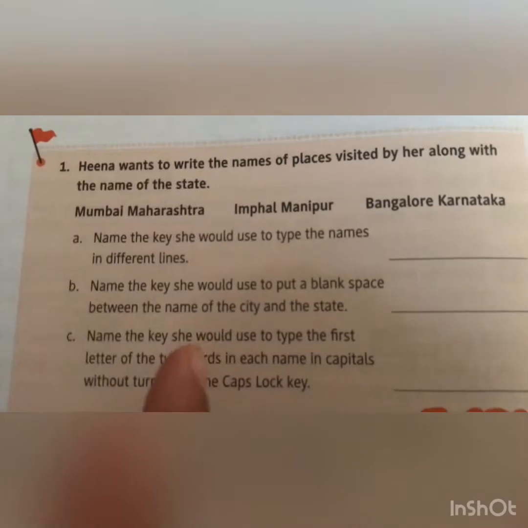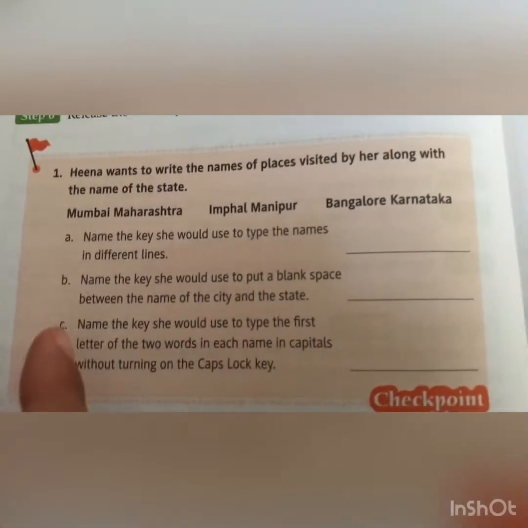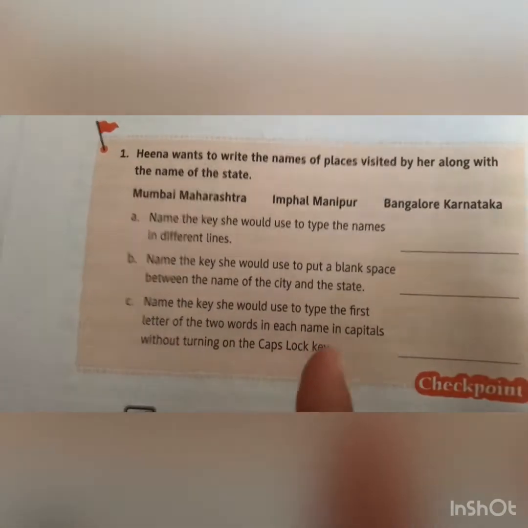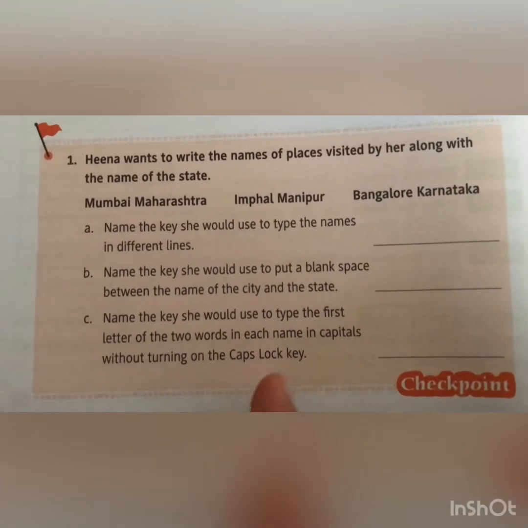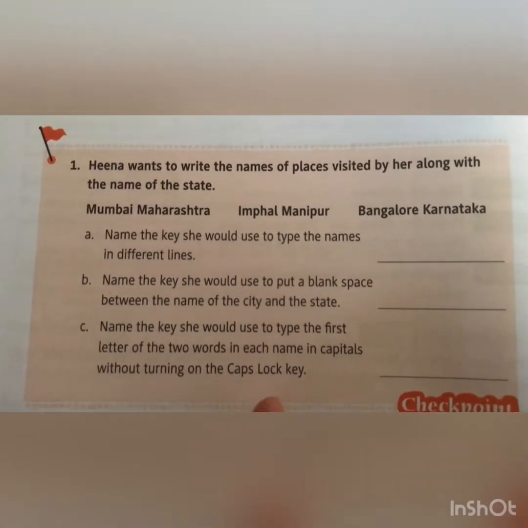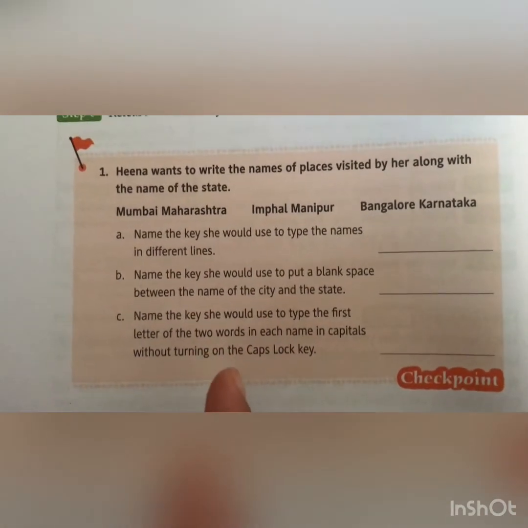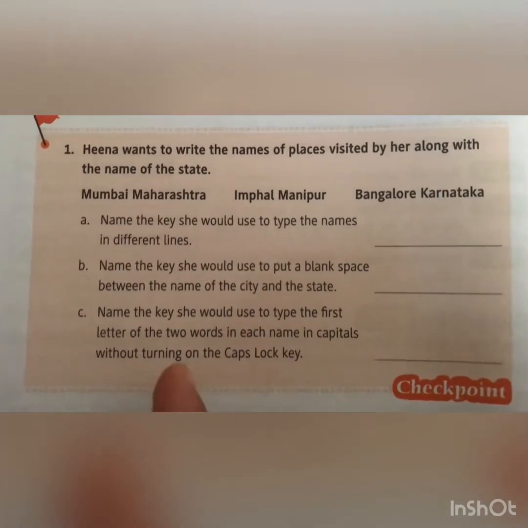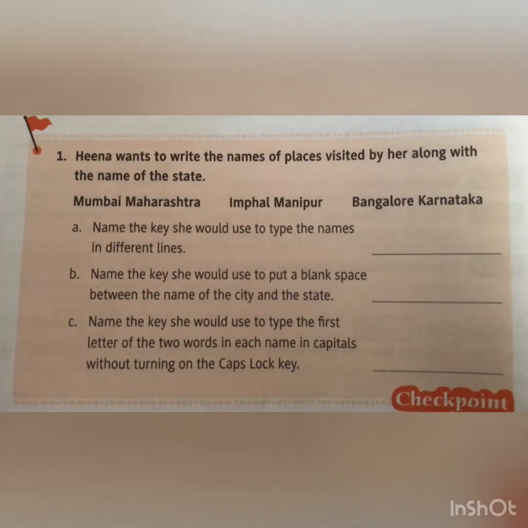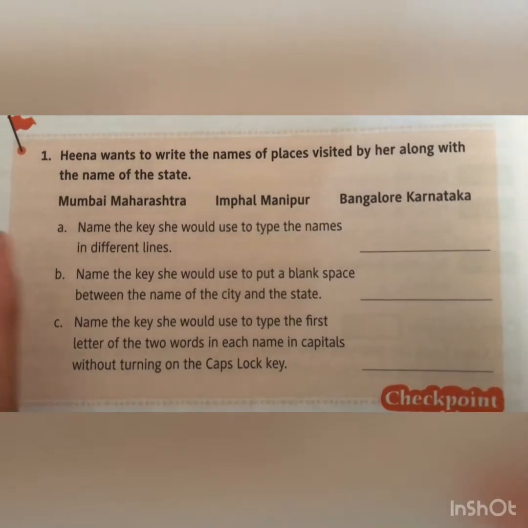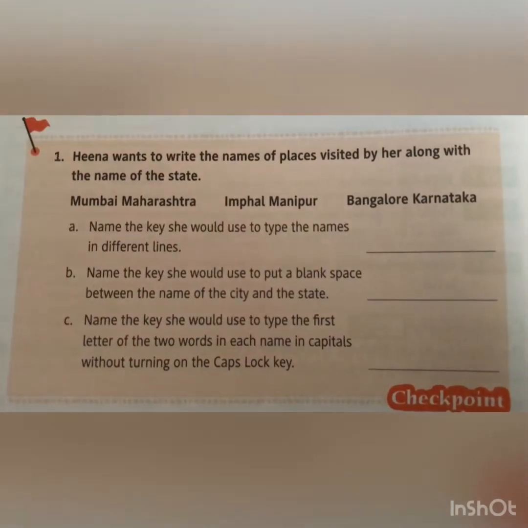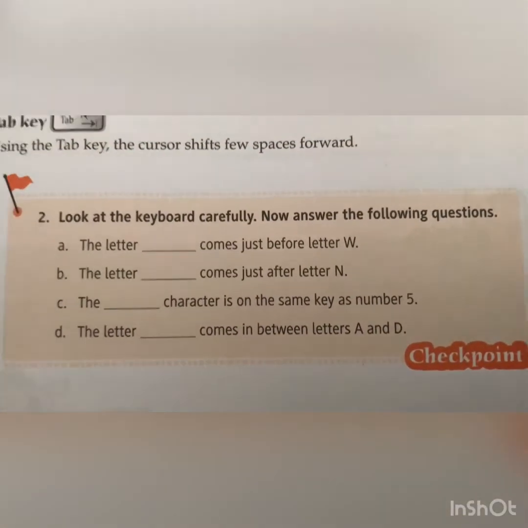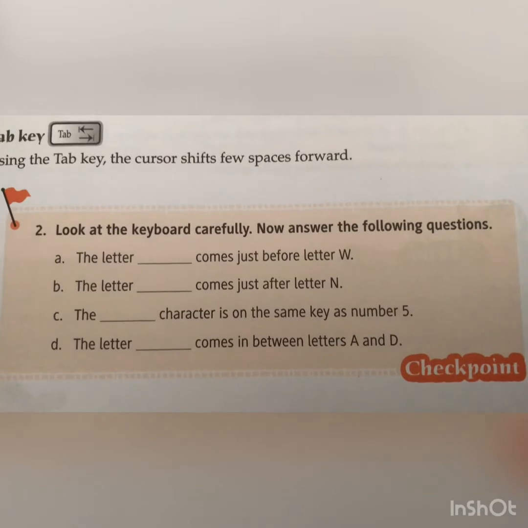Name the key she would use to type the first letter of the two words in each name in capital without turning on the caps lock key. Without turning on the caps lock key, she would like to write the city's name with the first letter as a capital letter. So you all have to write the answers in the blank. Hence page number 23 of course book, checkpoint 2.